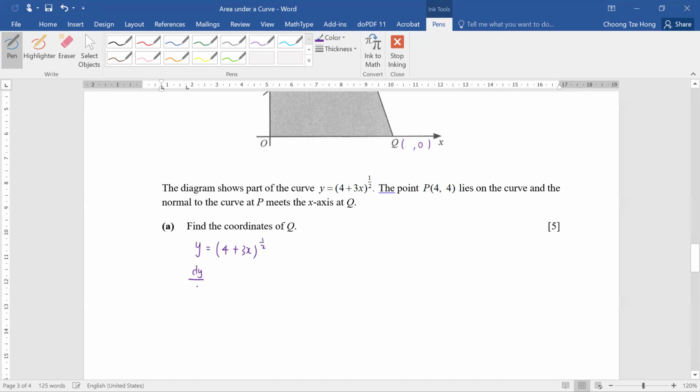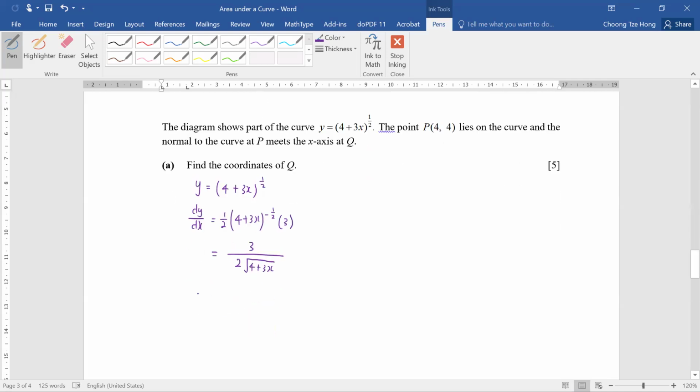So dy/dx is going to be, using the chain rule, bring the power in front, reduce the power by 1, differentiate inside the bracket, and then multiply outside. Differentiating inside, you just get a 3. So I'm going to put it in this form: 3 over 2, bring the (4 + 3x) to the power of negative half down, becoming 1 over (4 + 3x) to the power of half. Power of half is actually a square root.